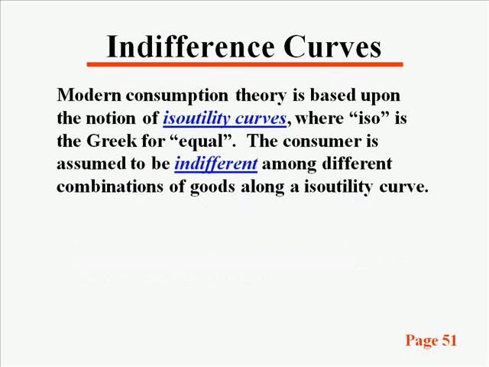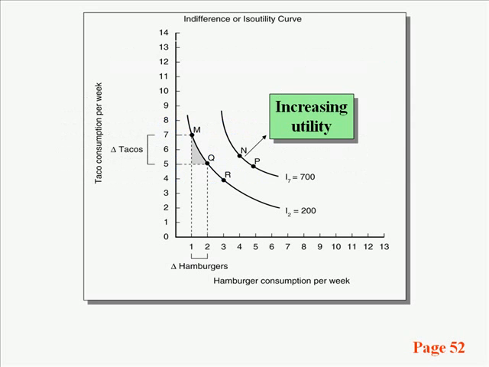An indifference curve is based on a notion of iso-utility curves. So we're talking about equal. Iso is Greek for equal. And so we're looking at combinations of goods along this curve that we view as being equal, or we are indifferent to the changes between the combinations. And when I show you a curve on the next page, it'll be a little more apparent. So I like pictures. So here we go.